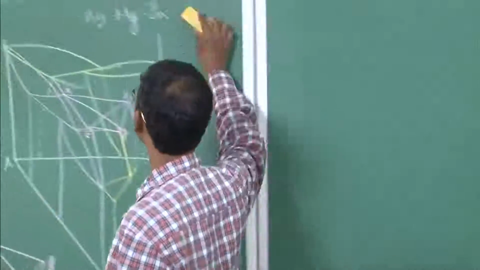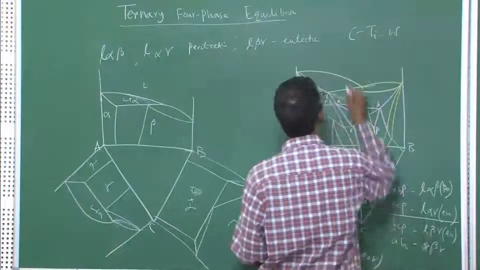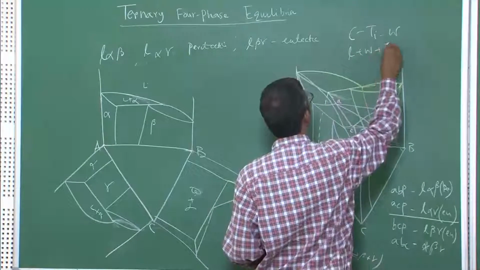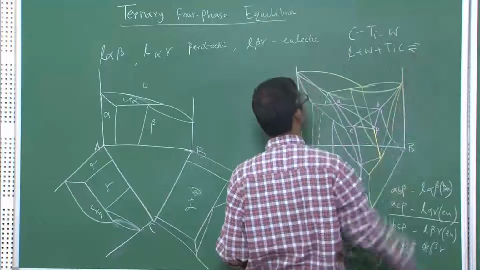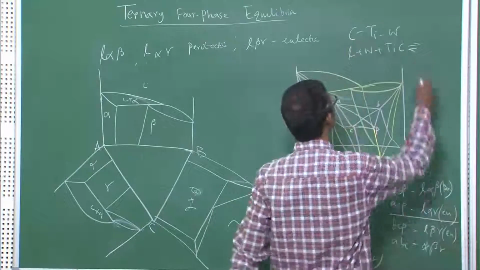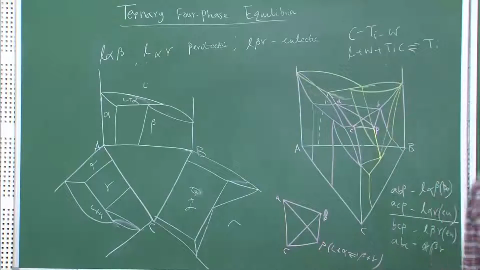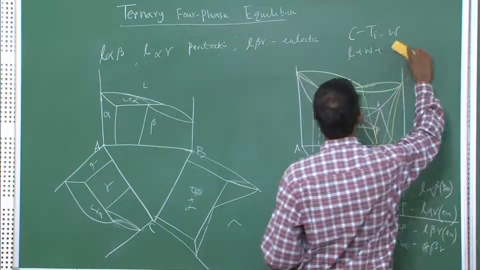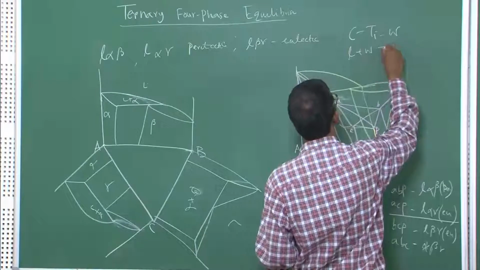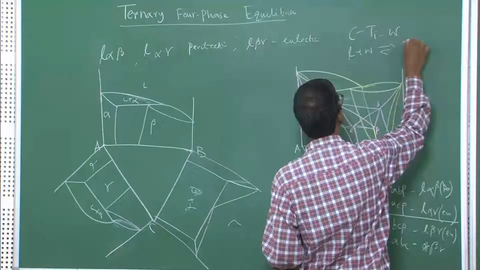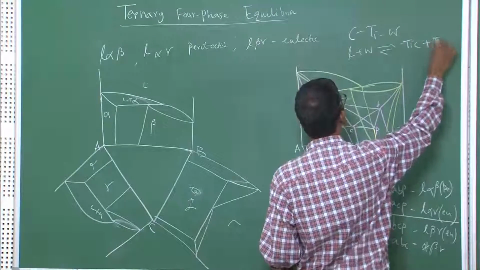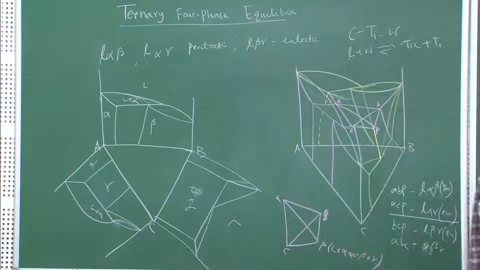And for the first system, the ternary reaction is like this, a ternary 4-phase reaction: liquid plus tungsten plus TiC going to, yes, TiC forms a compound and this is going to titanium. This is the reaction. Oh, this is not the reaction, sorry, something else I have written. Okay, no. This is the reaction, correct.